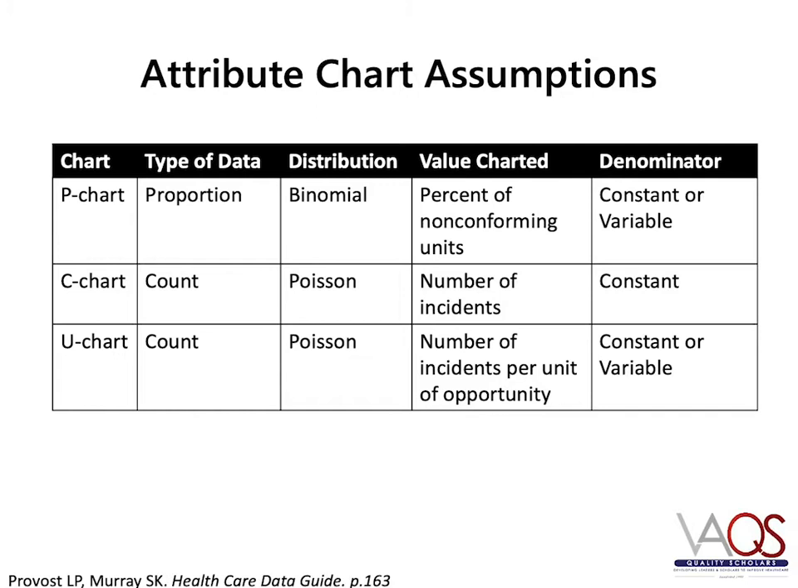The C-chart and U-chart are for count data. Because you are counting the number of incidents, rather than classifying whether an incident happened or not, it is possible for the C-chart and the U-chart to have a numerator that is greater than the denominator. For example, if we are interested in counting the number of medication errors per patient, it is possible, although not desirable, for patients to have more than one medication error.